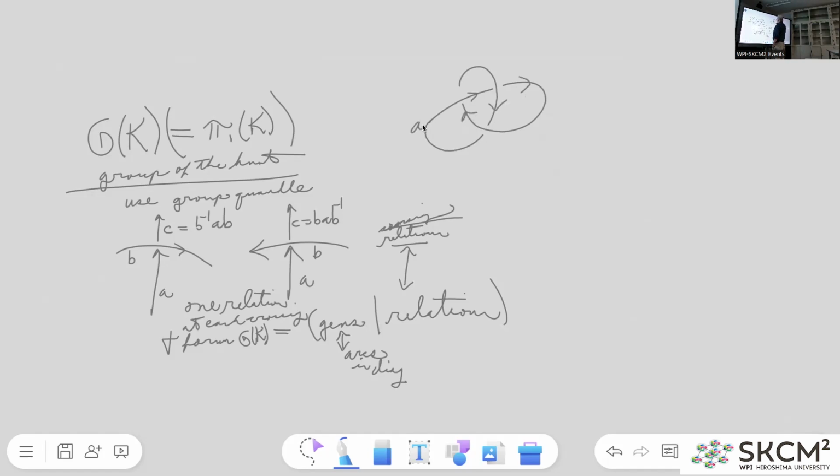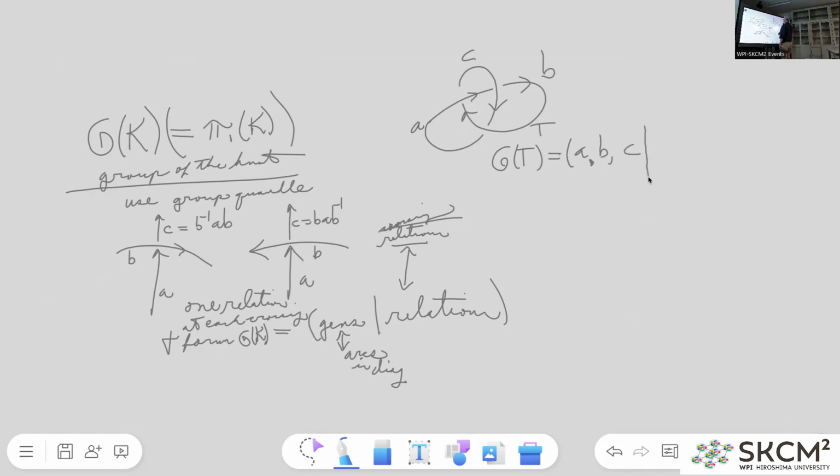I'm going to have labels for the arcs. These labels are elements of a group. Not the quandle, but we're really using the quandle in the background to motivate it because the quandle operation is B inverse AB if you use the group. And then the group of the trefoil knot is going to be the group that's generated by A, B, and C.